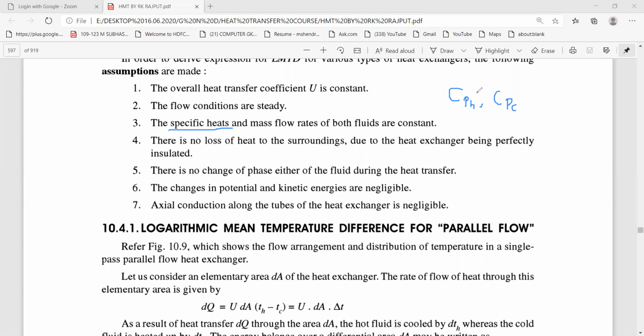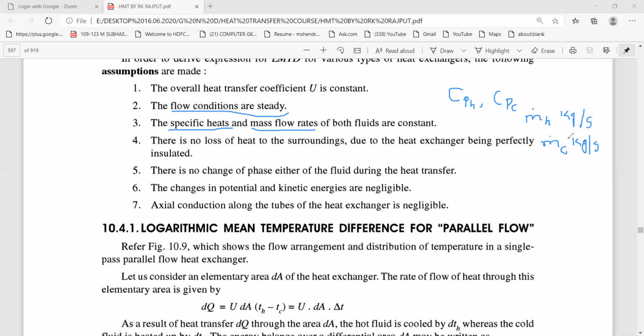So the specific heat Cp remains constant for both hot fluid and cold fluid, and the mass flow rate also remains constant. If the flow is steady, then the mass flow rate has to be the same. The flow conditions being steady means the mass flow rate should be the same. That is m dot h, which stands for the mass flow rate of hot fluid, in terms of kg per second. Similarly, the mass flow rate of cold fluid is also in kg per second. Both are the same.